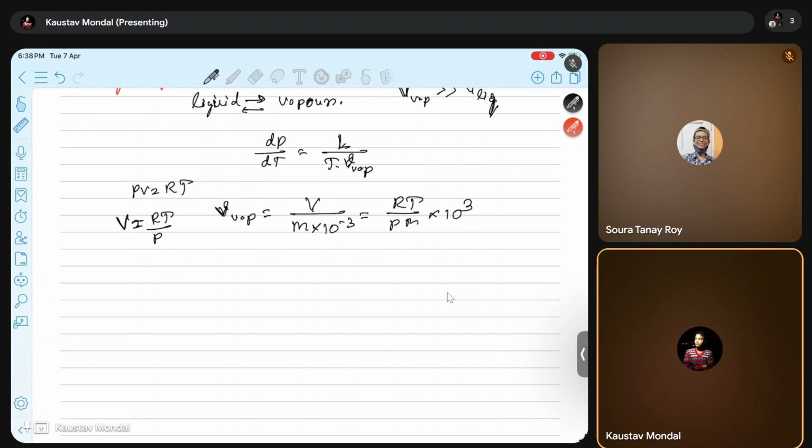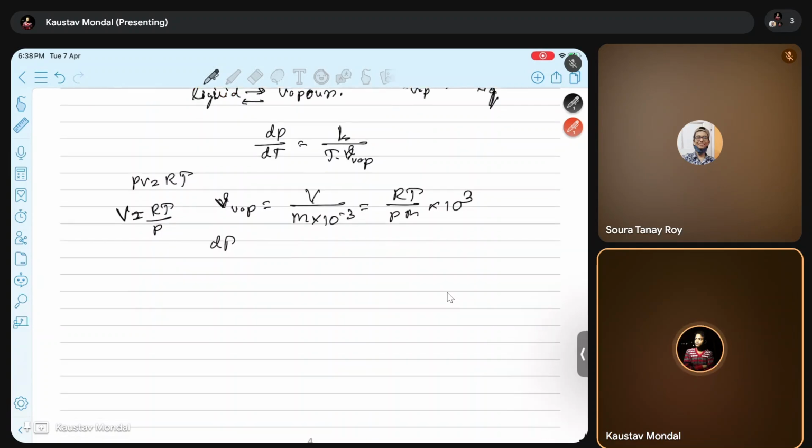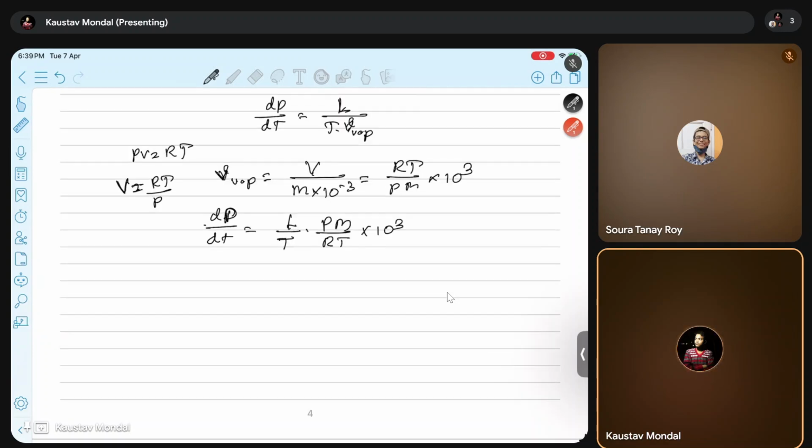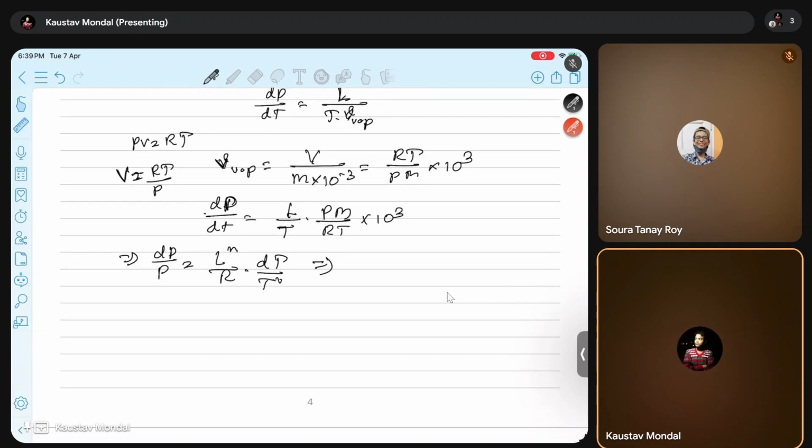The equation will become dP by dT equal to L by T into Pm by RT into 10 to the power 3. So from here, you can write dP by P equal to LM by R into dT by T squared. Now, if you integrate, you will get ln P equal to minus Lm by RT plus some constant. Lm means molar specific heat.